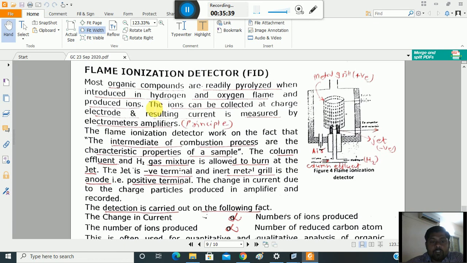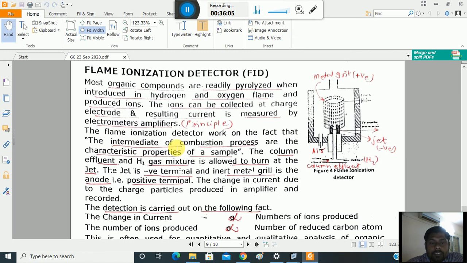The ions produced because of that pyrolysis are collected at charged electrodes. When they are attracted towards the electrode, a current is formed. That current is measured by the electrometer amplifier. That is the basic principle of the flame ionization detector.